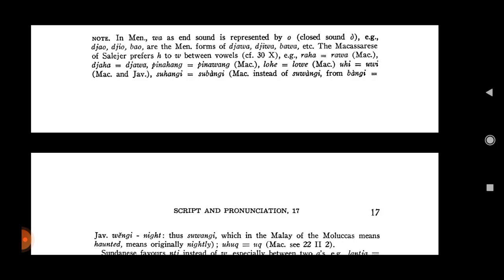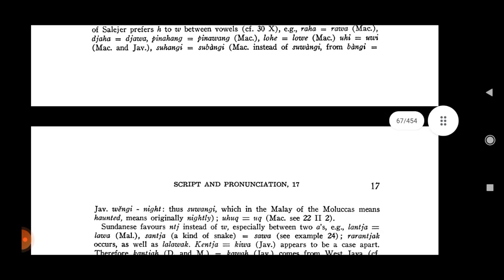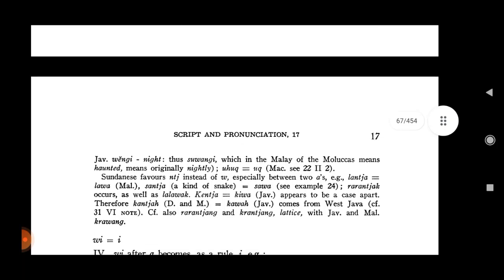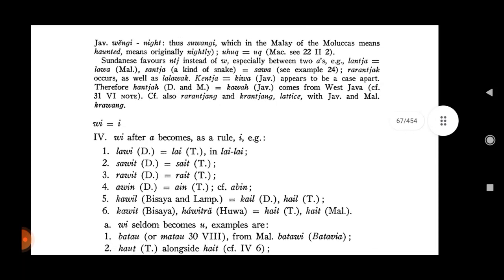The Makassarese of Salayer prefers to weigh between vowels. Igi, Raha, Rawa, Makassarese. Jaha, Jawa, Pinahang, Pinawang, Makassarese. Lohe, Makassarese. Uwi, Makassarese. In Javanese, Subangi, Makassarese, instead of Subangi from Bangi, Java, Wengi, Naik, the Sulangi, the Suwangi, which in the Malay of the Moluccas means haunted, means originally nightly.